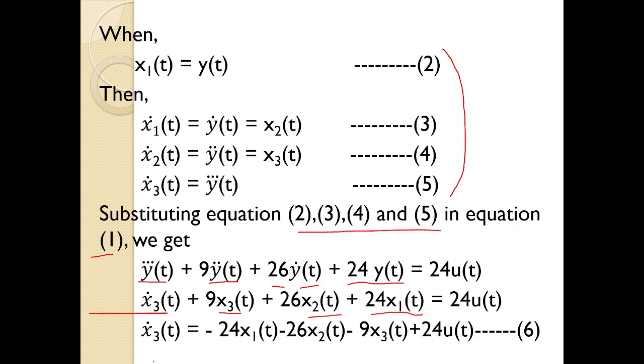So in this equation, write this equation in terms of x3 dot(t). So keeping x3 dot(t) on the left side, remaining terms you just send to the right hand side of your expression. If you send them to the right side, you will get x3 dot(t) is equal to minus 24 x1(t) minus 26 x2(t) minus 9 x3(t) plus 24 u(t). Consider it as equation number 6.